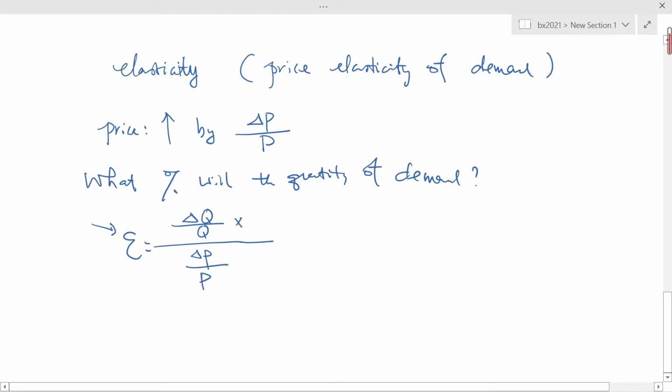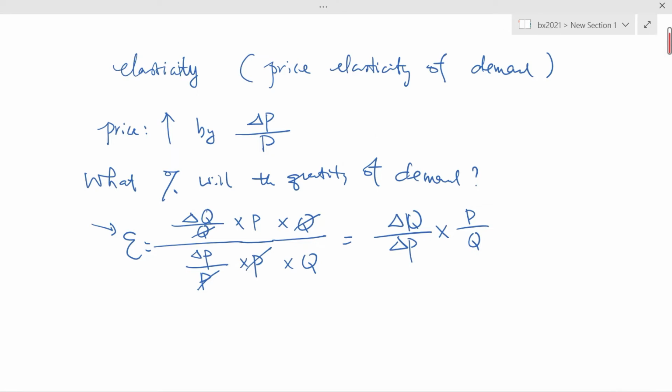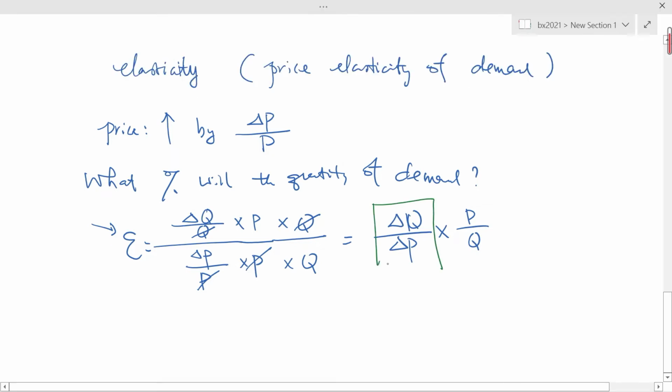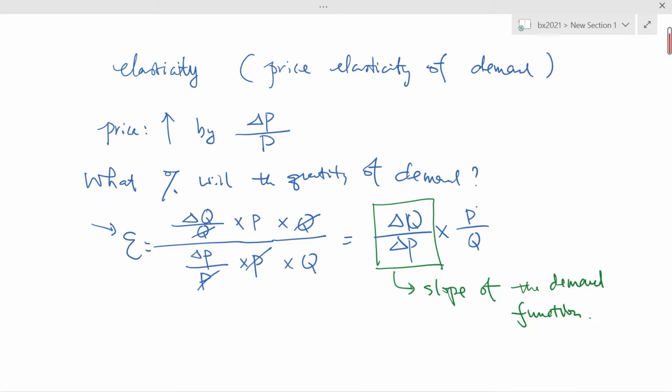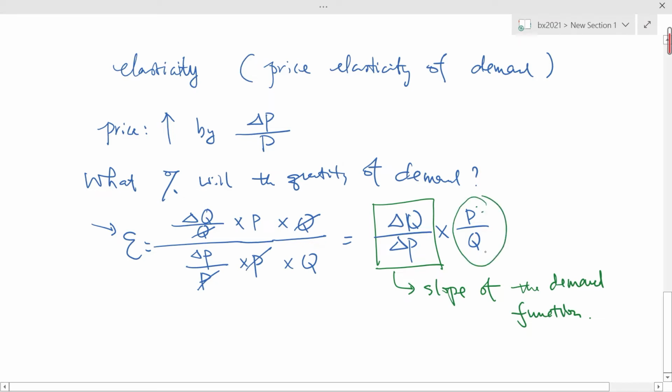Okay, multiply both top and bottom by price, so this cancels out this. Then multiply both top and bottom by quantity, so this quantity cancels out this. So we can reduce this to dq over dp times P over Q. And this term is the slope of the demand function, and this is price. So by looking at this formula, the price elasticity of demand actually depends on three factors: the slope, how steep or how flat the demand curve is, and the positions, what's the price, what's the quantity.